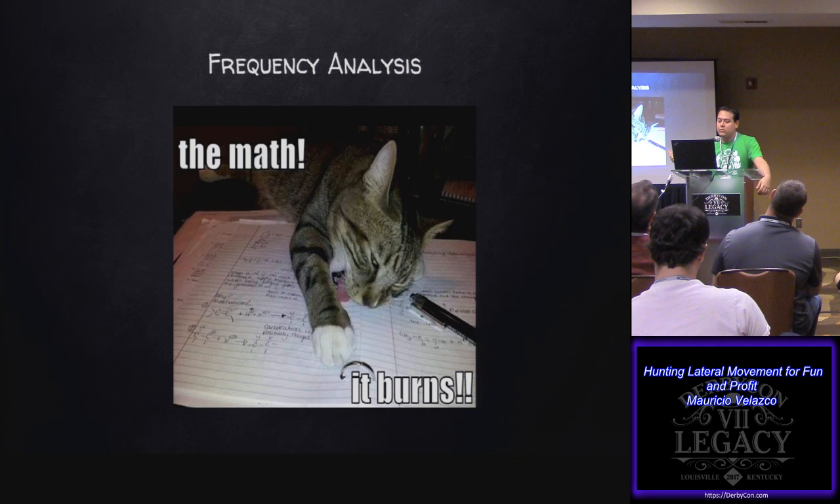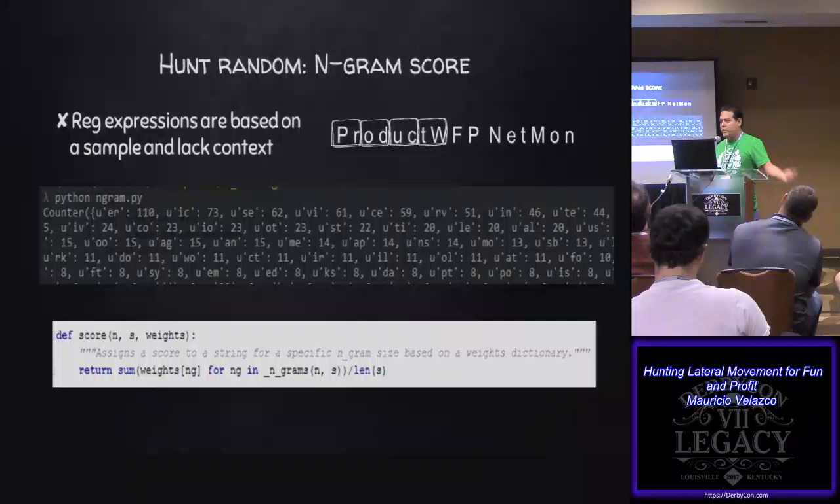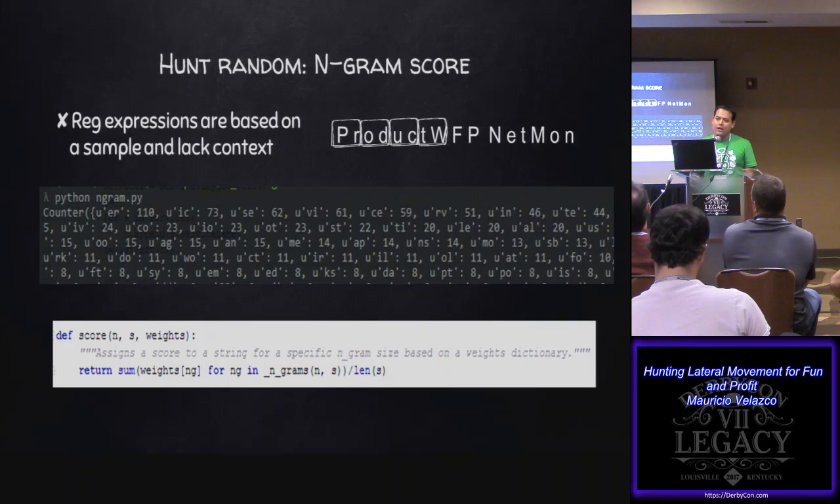And finally, when I tested the tools, I noticed that the service names created by Metasploit and all these tools were always random, right? And even the workstation name sometimes. So I wanted a way to detect this randomness. I took a look at regular expressions, but I moved away from that because regular expressions are first based on a sample. You would need one for Metasploit, one for Cobalt Strike, one for all the tools. I don't want to do that. Also, they lack context.